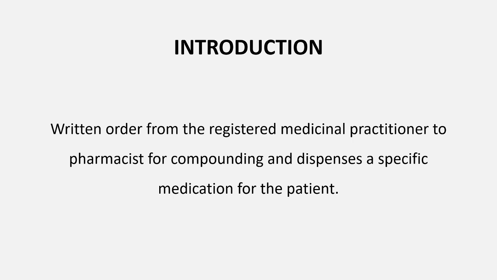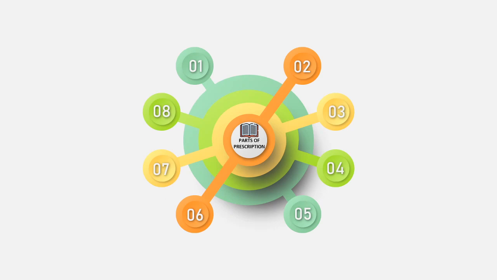These prescriptions are generally written in the English language, but Latin words or abbreviations are frequently used in order to save time. So a prescription consists of 8 parts. First one is date. That is written in the prescription, which helps a pharmacist to find out the date of prescribing and date of prescription for filling the prescription.